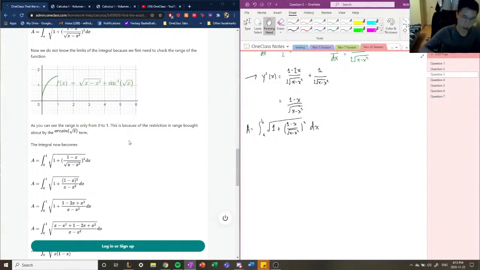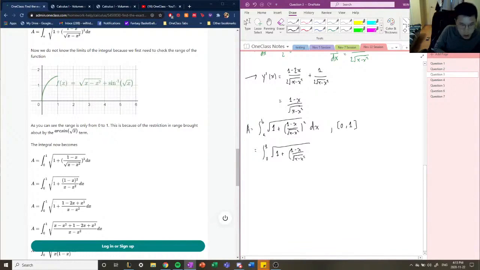So now that we have found our interval, we can write this down. So our interval is between 0 and 1, okay? So we're going to try to find this definite integral, right, of 1 plus (1 minus x over root of x minus x squared) squared dx, okay? Cool. So there's going to be a lot of computation here.